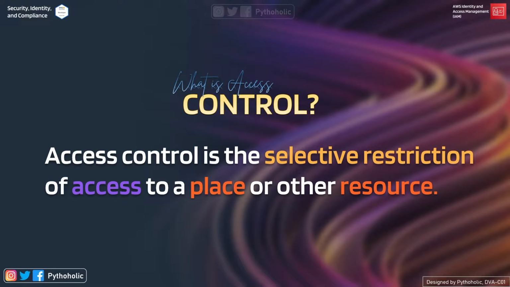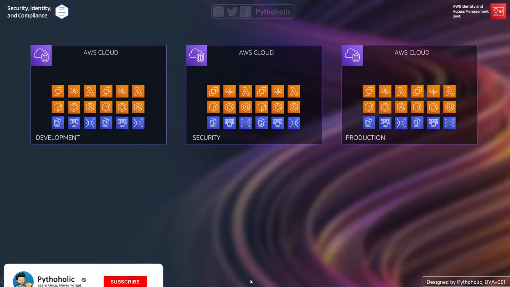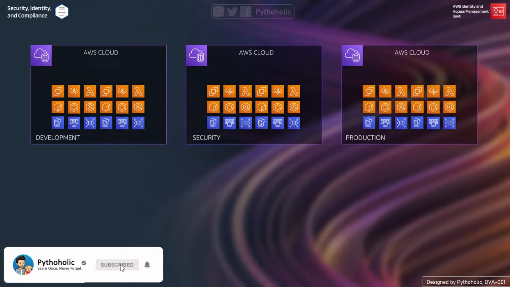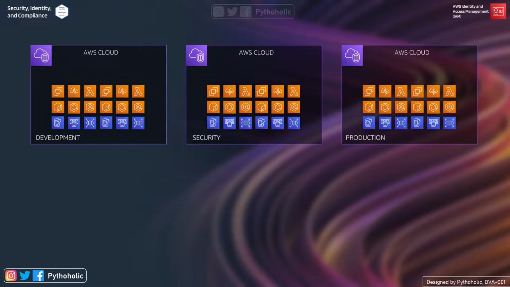As rightly pointed out here, access control is a selective restriction of access to a place or other resources. Understand this carefully. Access control is a selective restriction of access. For now, you need to think of how you can provide access control to the resources you have. And that's the same reason why we have separation of duties and separation of business units. I have explained this in the AWS Organization Principles session as well. So if you haven't seen that, please watch it again.